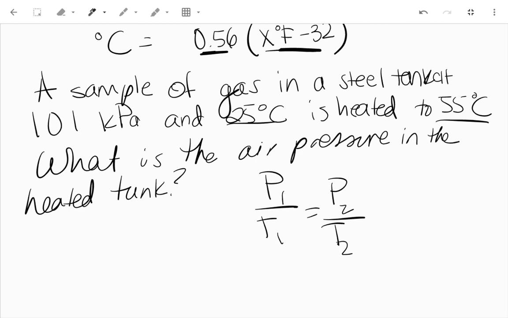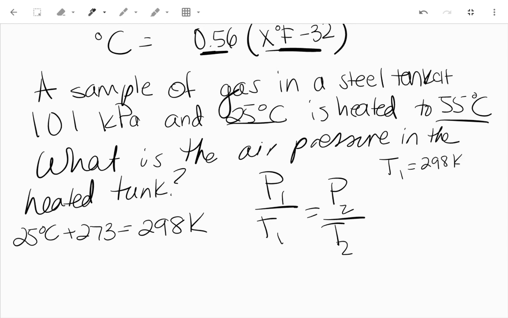Okay, so I need to convert these temperatures to Kelvin. So the first one is 25 degrees Celsius. So then in order for it to be Kelvin, I'm going to add 273, which equals 298 Kelvin. That's my initial temperature. So I'm going to write this down here. Okay. And then my second temperature that was given is 55 degrees Celsius. So I'm going to add 273 to that, and it becomes 328 Kelvin, right? So it's my T2.